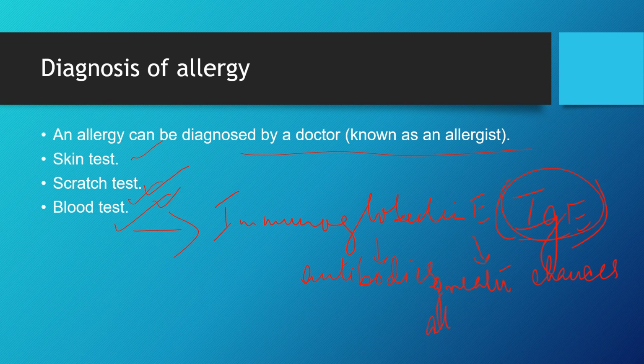So greater chances of allergic reaction will be there. Is it clear? So like this only, the blood test. Multiple allergens can be detected with a single blood sample only. We can say that if the immunoglobulin E is higher, there are higher chances of allergic reactions. Okay, so is it clear?